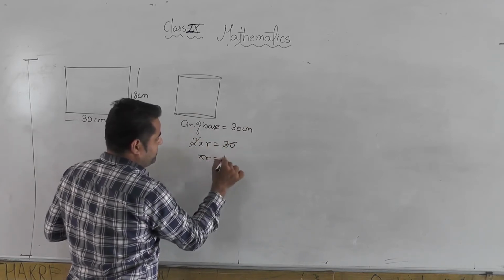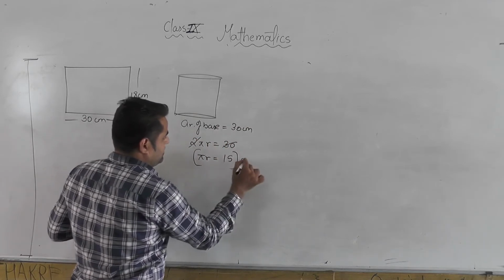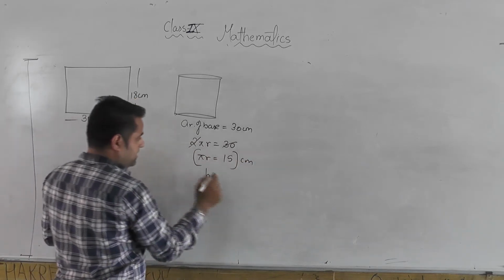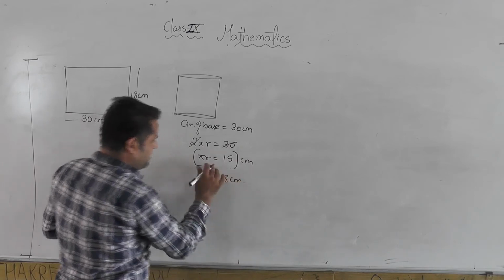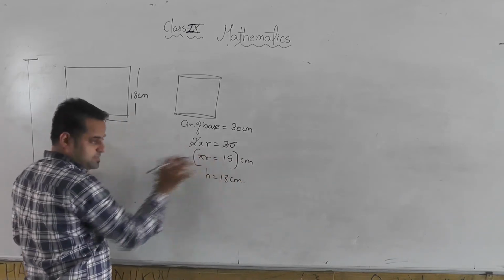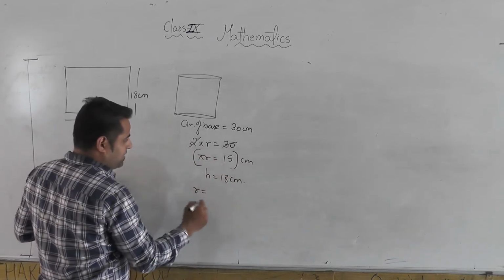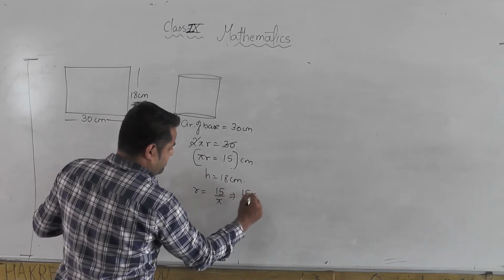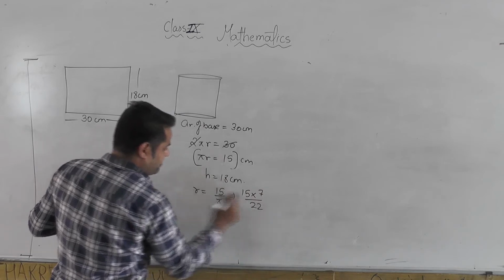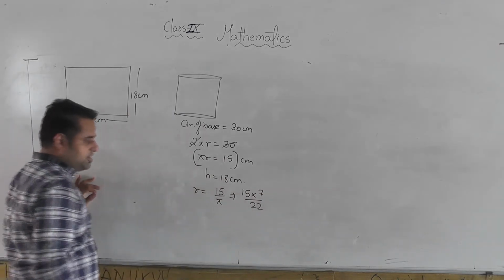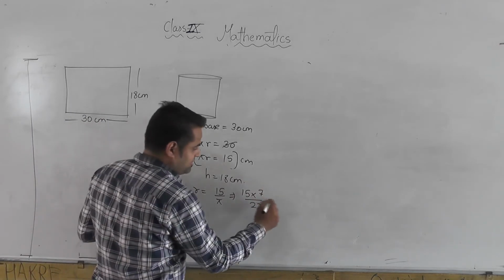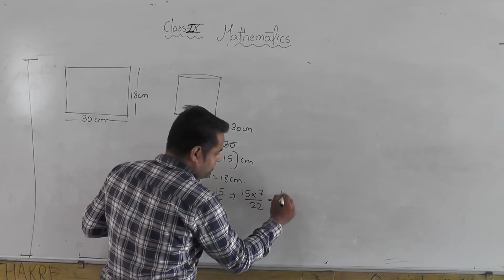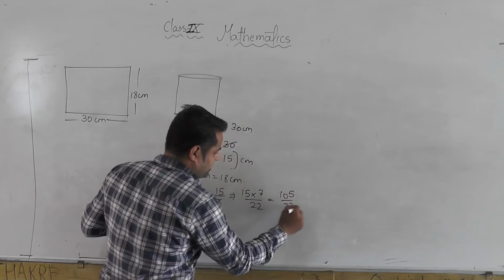So 2πr we got 15 centimeter, and h we have as 18 centimeter. Now see, here we can find the value of r. The r value will come as 15 by π, and since π is in the denominator, we can keep the value as a reciprocal. So this will become 15 into 7 by 22, that is 105 by 22. This will be the radius.